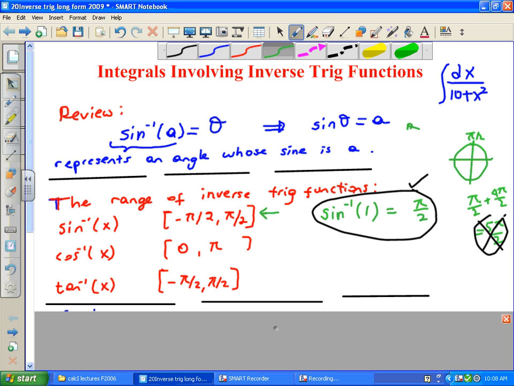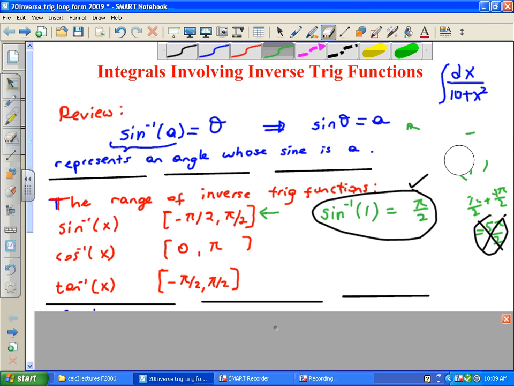A function only gives you a unique output for every input. This is why they had to restrict the range of this sine inverse function. Okay, what about cosine inverse? The range there is restricted from 0 to pi. That means anytime you give me an answer for cosine inverse of something, it has to be between 0 and pi. And for tangent inverse, it's between negative pi over 2 and pi over 2.